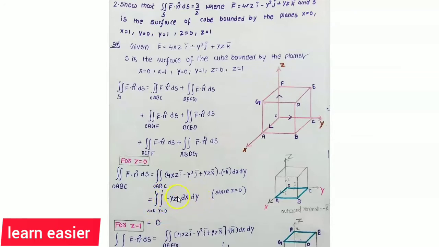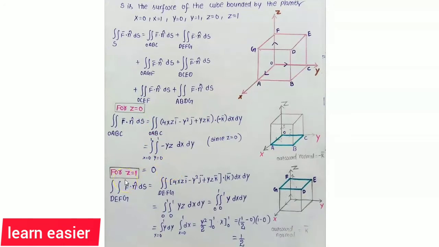Now you can see here we have the term z. But we take the plane z equal to 0. That means the value of z is 0. So you can substitute z as 0. Then the total surface integral becomes 0. So that's why for the z equal to 0 plane the surface integral is 0.